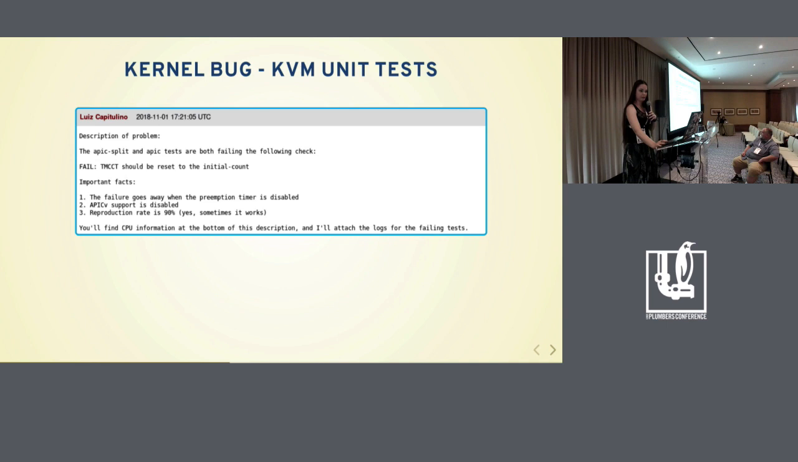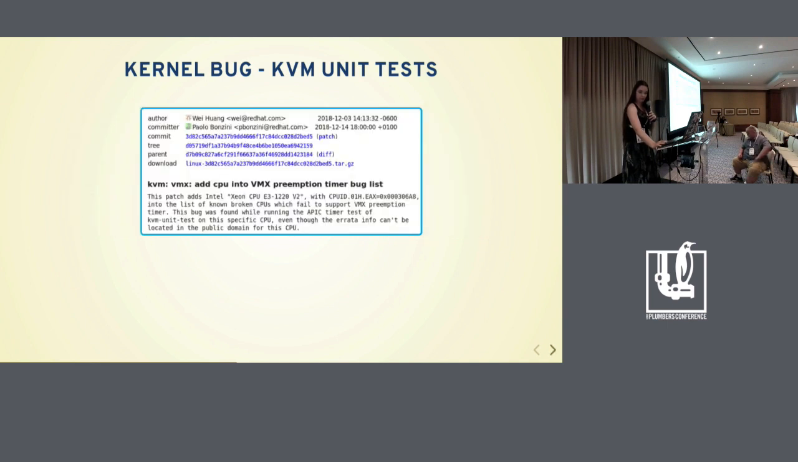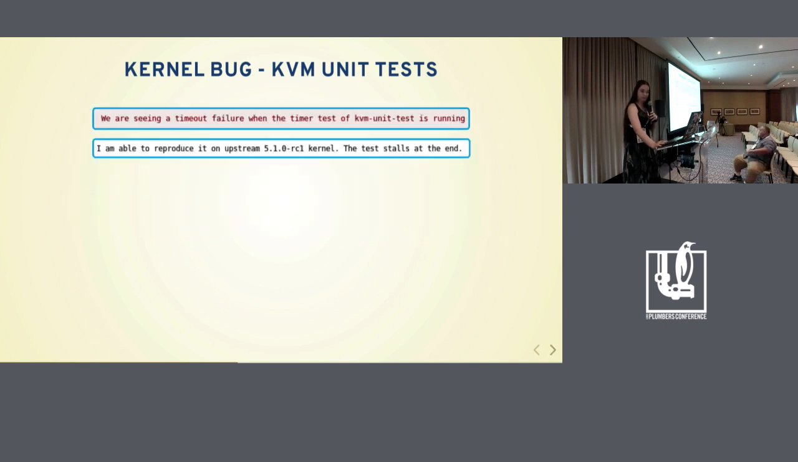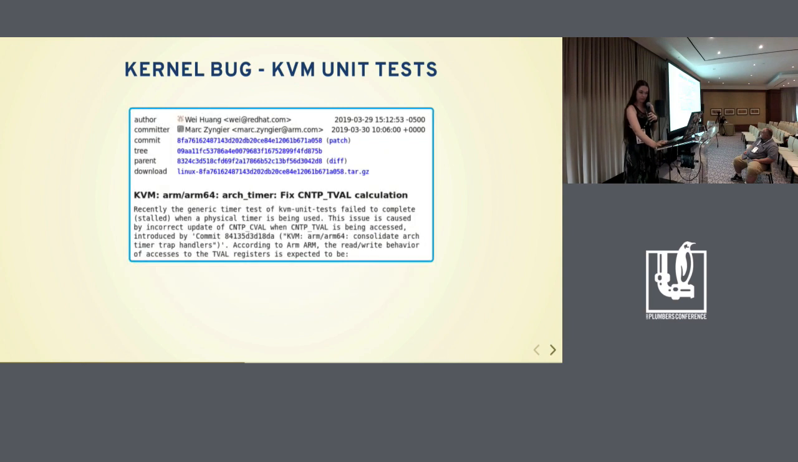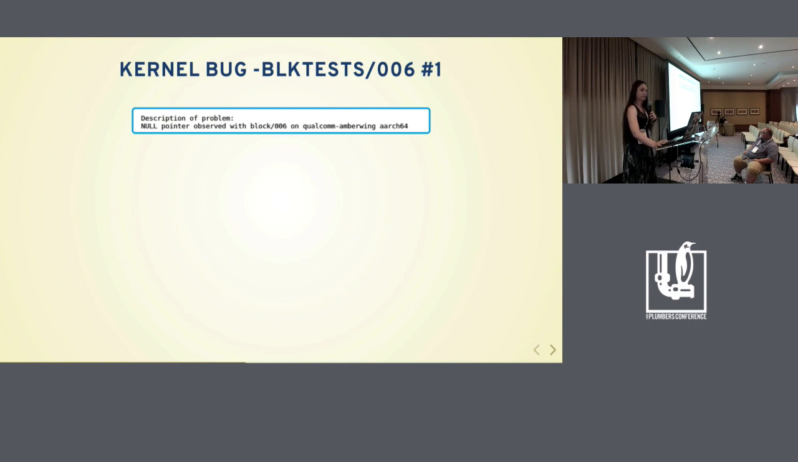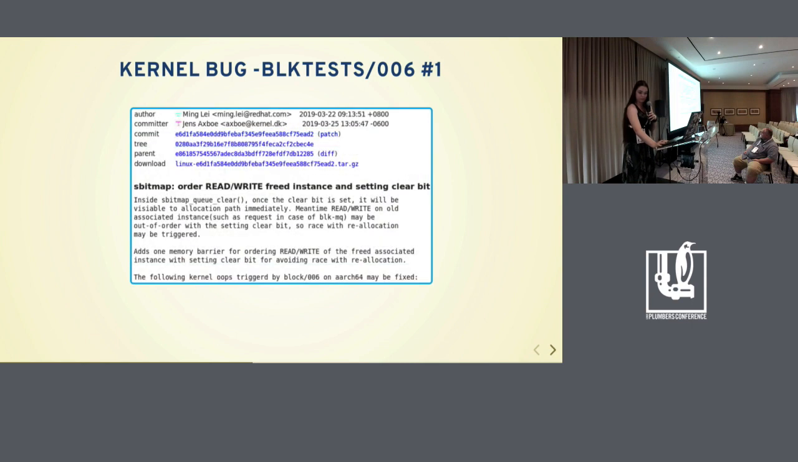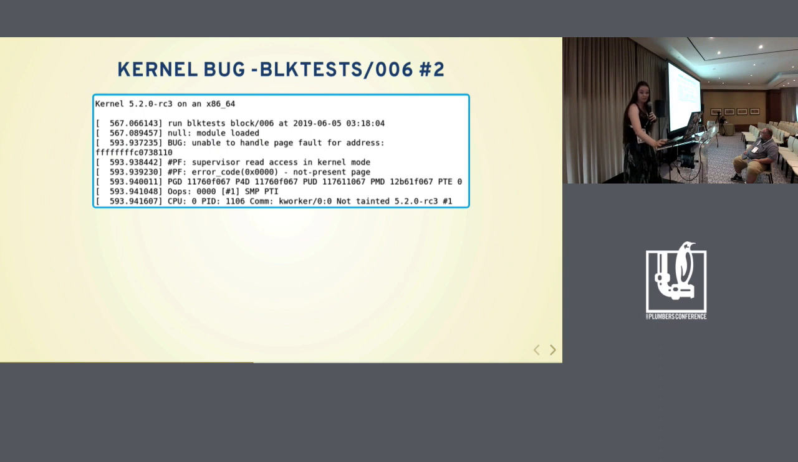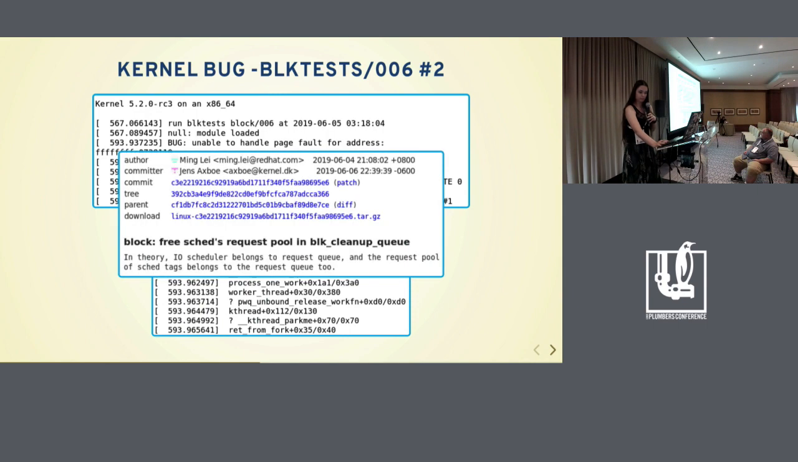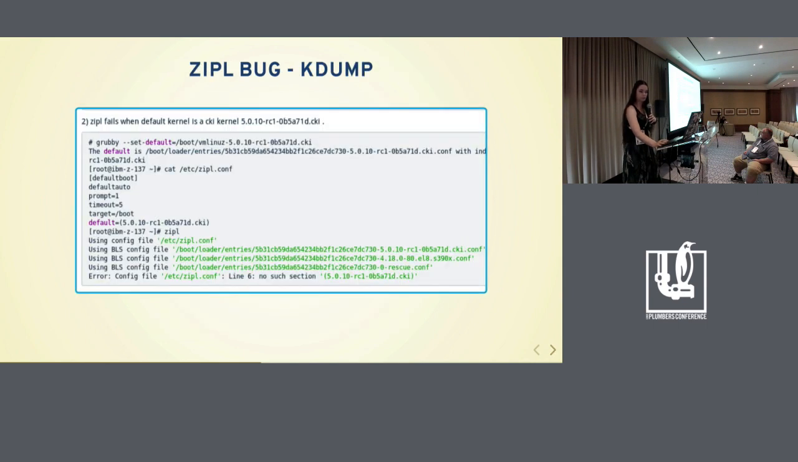This is another test we are running, KVM unit tests. It's finding some bugs as well in the upstream kernel. Again, this happened on ARM. Here was an issue with the timer. Block tests are another larger test suite that we are running. This bug happened also on ARM. Another issue, this time on x86, actually. There was a page fault trace call. Again, already resolved upstream, of course.